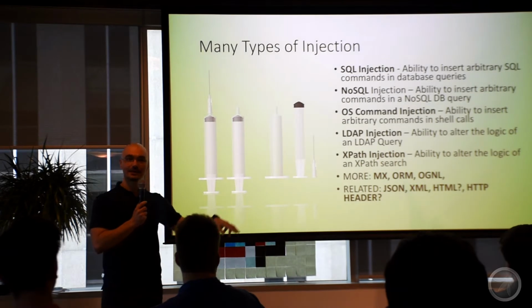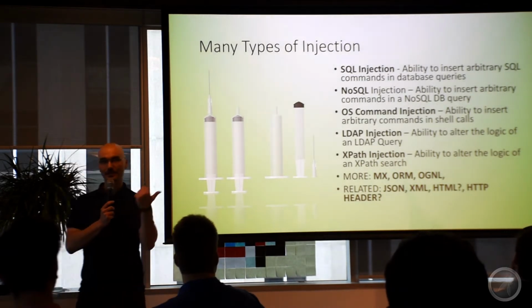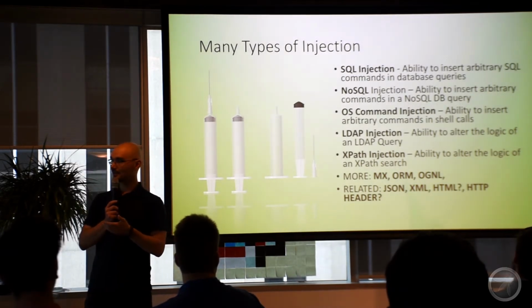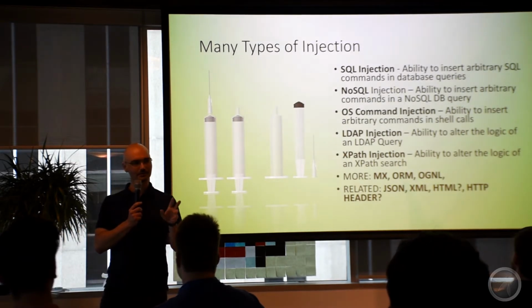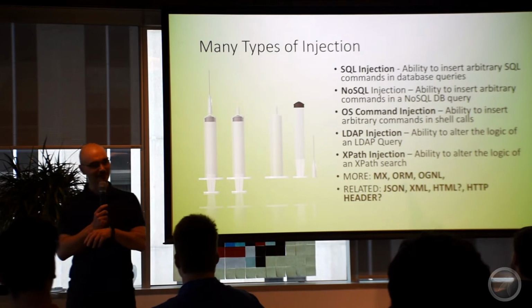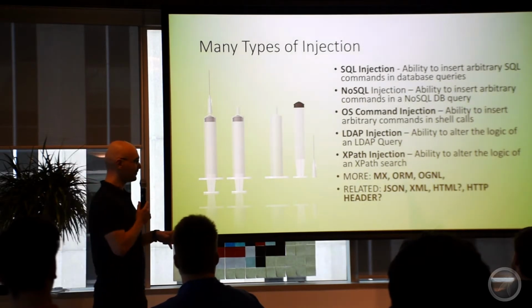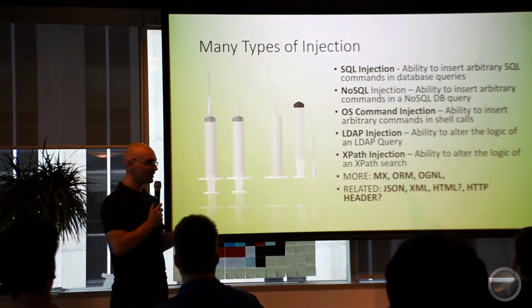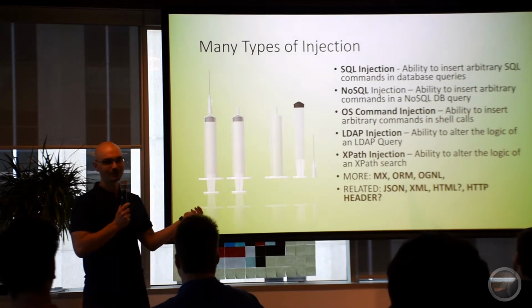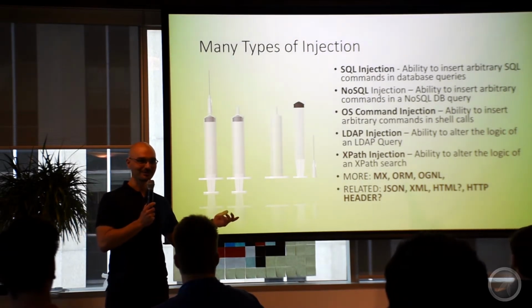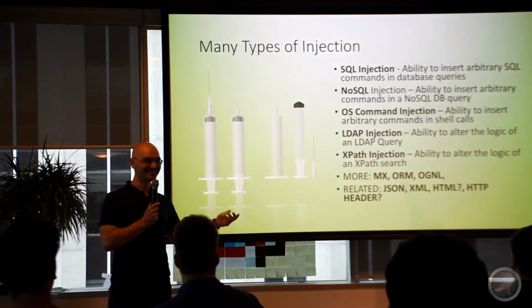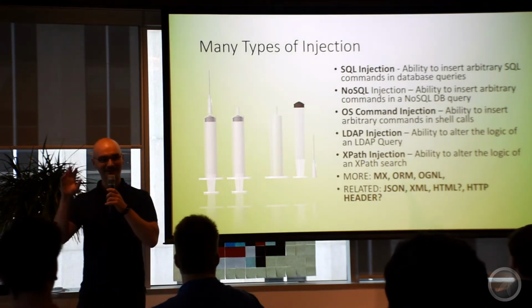And then there are some related types of attacks. I could say that the mass assignment presentation we just had earlier could be seen as an argument or object property type of injection. People talk about JSON injection, XML injection. Well, if we're going to talk about XML injection, how about HTML injection? What's HTML injection? Cross-site scripting. That would be an HTML injection.